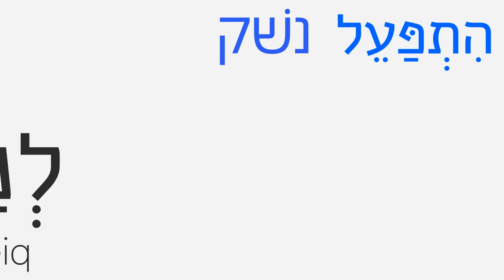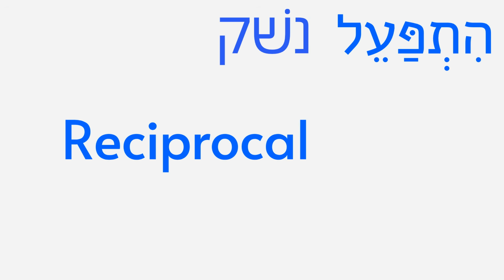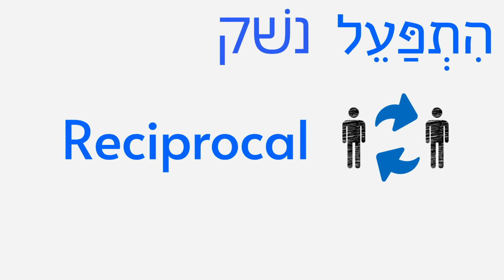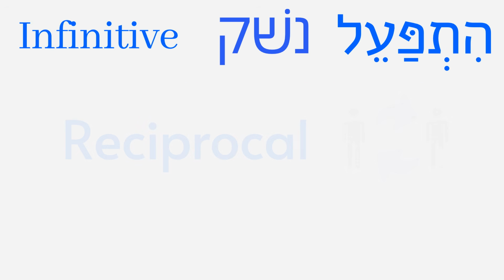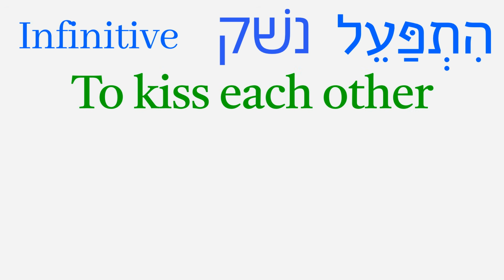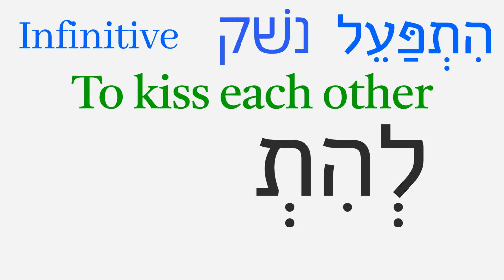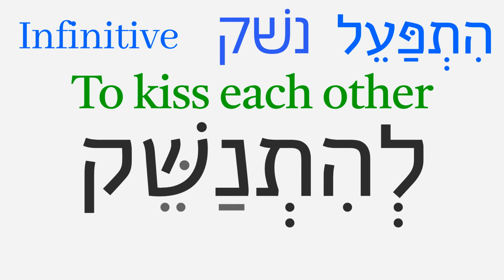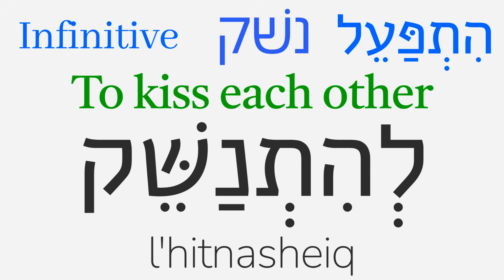In the hitpael, this root and certain other ones will have a reciprocal meaning, which means that the people doing the action are doing it to each other. The infinitive to kiss each other will be in the hitpael. These infinitives are formed with lamed with shva, a he-tav prefix, and the root letters with patach, dagesh, and tsere. Lahitnashek, to kiss each other.